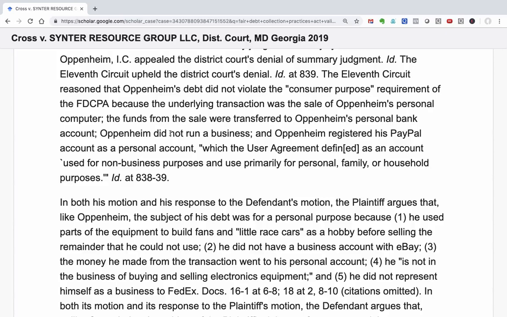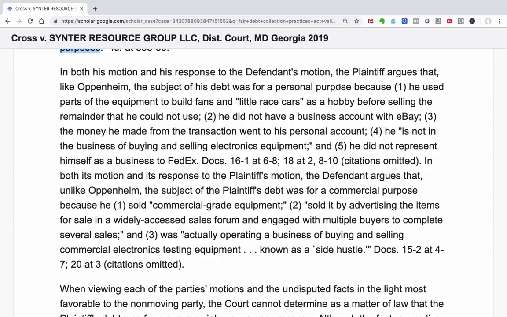This guy, the plaintiff, did not run a business, and he registered his PayPal as a personal account, which said this will be used for non-business purposes and primarily for personal, family, or household purposes. You can see that's kind of a standard definition in the legal world. So the plaintiff, back in our case here in Georgia, says, well, look, I'm just like Oppenheim. This is why we look at cases to say, well, can we fit that so that we can say, Judge, you should reach the same outcome.